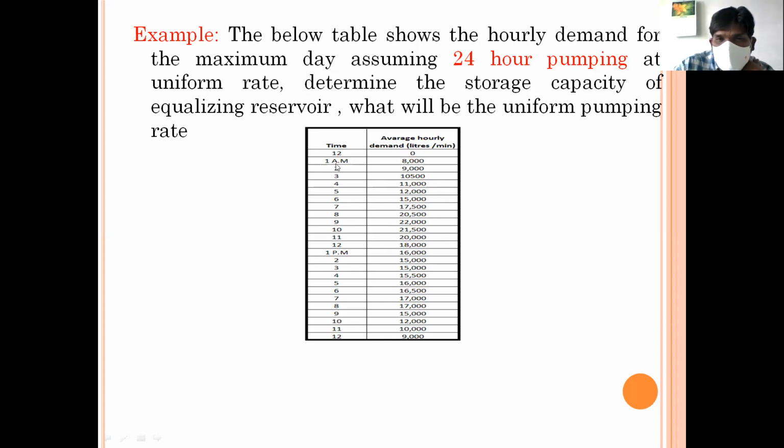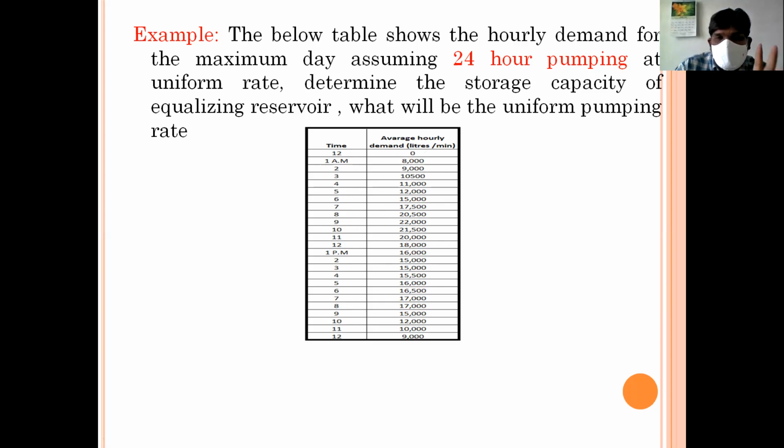From 12 o'clock to 12 o'clock, 24 hours. See the average hourly demand, how much water is in demand? At 1 a.m., 8,000 liters per minute. At 2 a.m., 9,000 liters per minute. Likewise, the average hourly water demand increases. From 12 to 12, we have the data. By using this data, we are going to estimate the storage capacity of the reservoir by using the mass curve method.